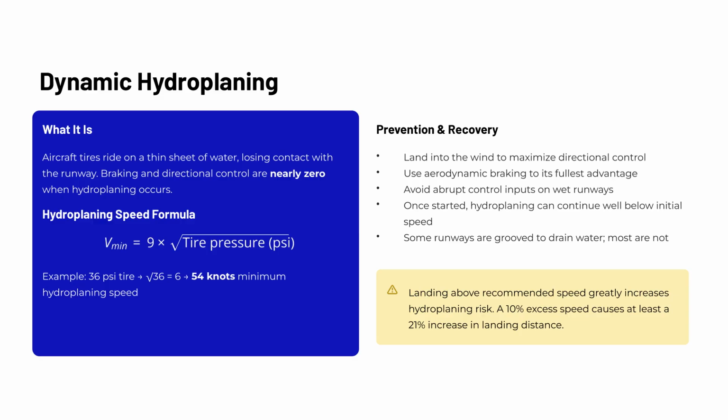Finally, never underestimate the impact of excess speed. Landing just 10% above your recommended speed results in at least a 21% increase in landing distance. On a wet runway, that margin can make all the difference.